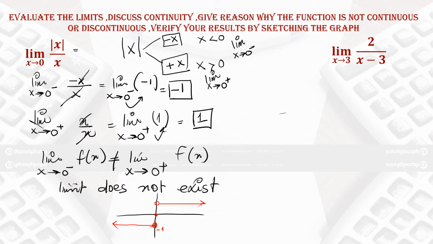Now let's see what will happen in the next question. Limit as x approaches 3 of 2 over x minus 3. If you write the domain here, why? Because if I write in the denominator 3 minus 3, of course I will get a vertical asymptote. So x minus 3 not equal to 0, x not equal to 3. So I have at x equals 3 a vertical asymptote.